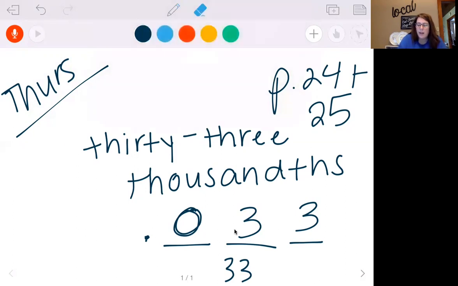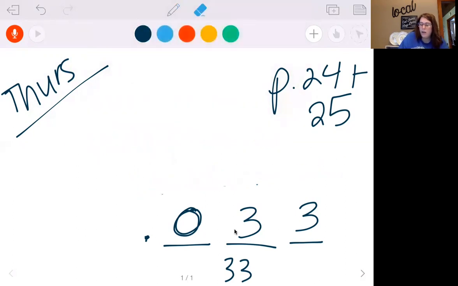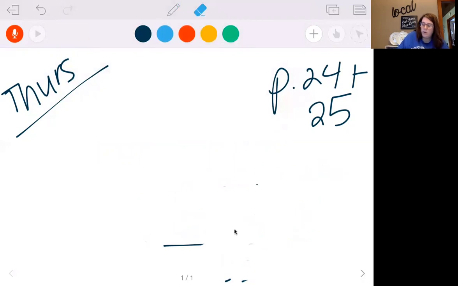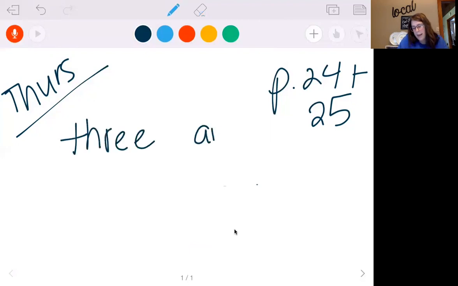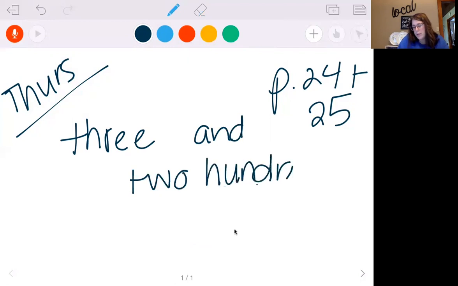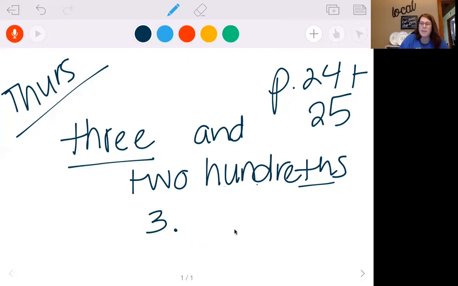Okay, so let's look at another one they might give us. They could give you 3 and 2 hundredths. Make sure you have that TH. So 3 and tells me I'm going to have 3 as my whole number and as my decimal. Hundredths means I'm going to have 2 spaces. So I'm going to put my 2 over here in the hundredths place and 0 over here in the tenths place. You fill that 0 in. So 3 and 2 hundredths.